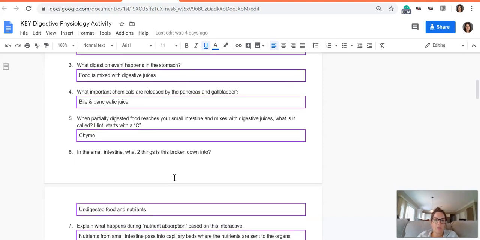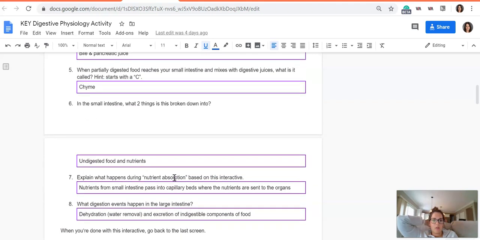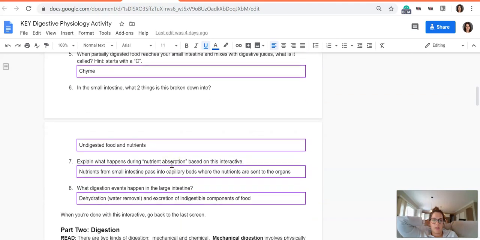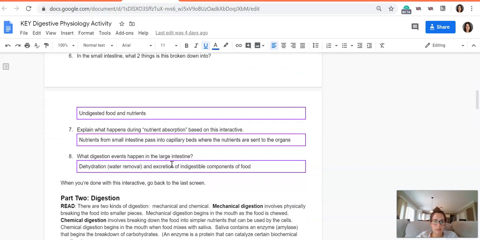And partially digested food reaches your small intestine and mixes with digestive juices. What is it called? This is called chyme. And then number 6, in the small intestine, what two things is this broken down into? Undigested food and then nutrients.